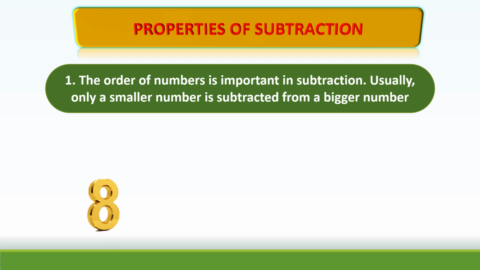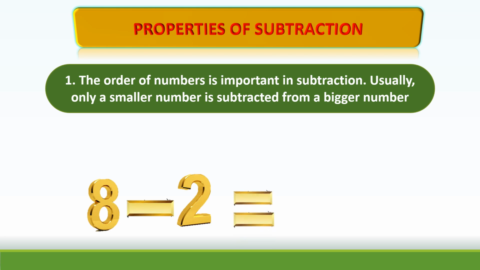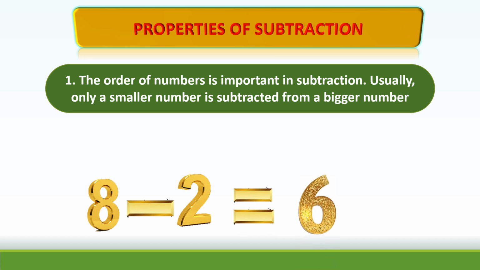Here we have number 8. We need to take away 2 from 8. So what remains? We get answer 6. When we take away 2 from 8, the answer is 6.